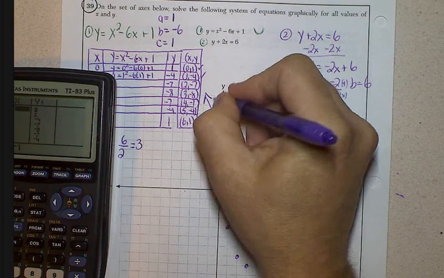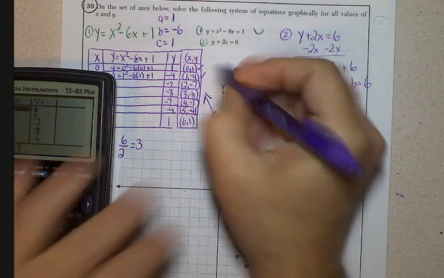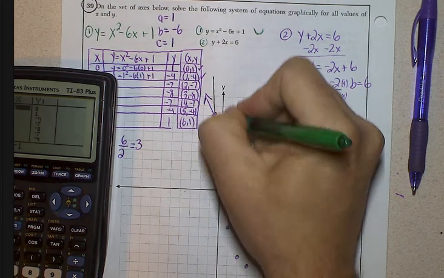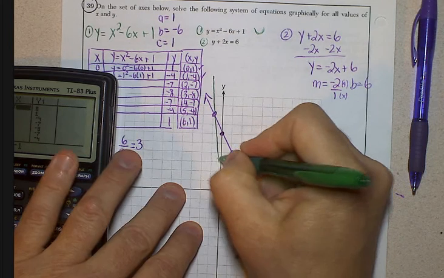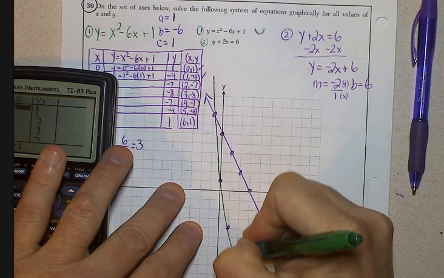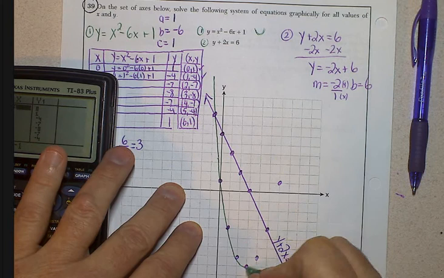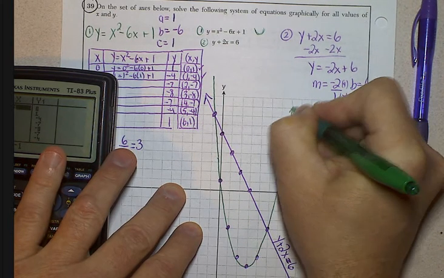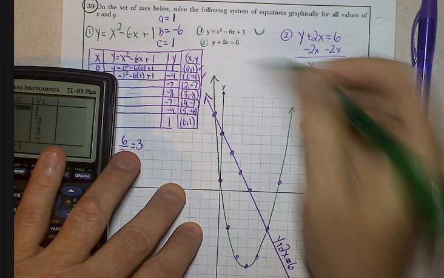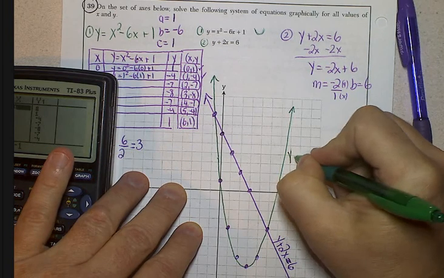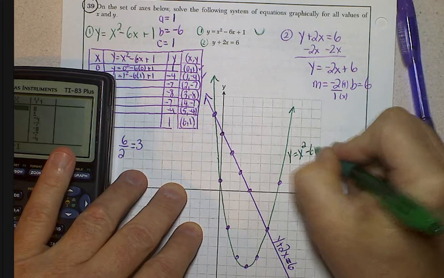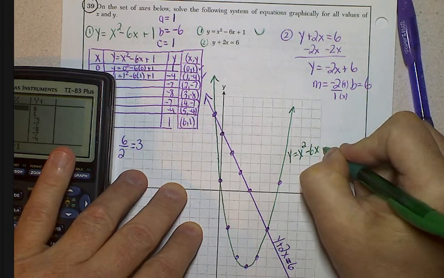Right? So this graph is going to come down. This parabola is going to come, let's do it in green. This parabola is going to come down, hit this point. Make sure you don't draw it as a V. Remember, it's a curve. So we're curving it in and then curving it up and through. Okay? And then make sure you label it. y is equal to x squared minus 6x plus 1.